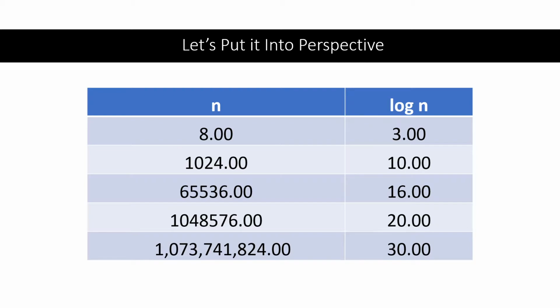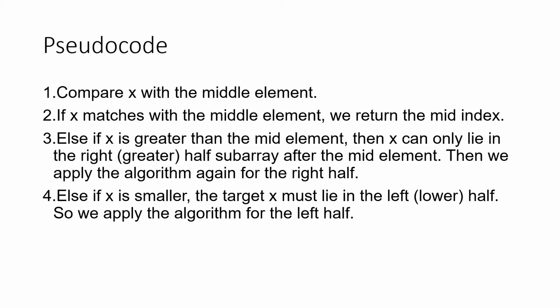However, if the list is already sorted and you use binary search, it would only take you 30 steps compared to 1 billion steps. And that's the power of binary search. So before we code it up, let's look at the pseudocode, which is the algorithm written out in text.